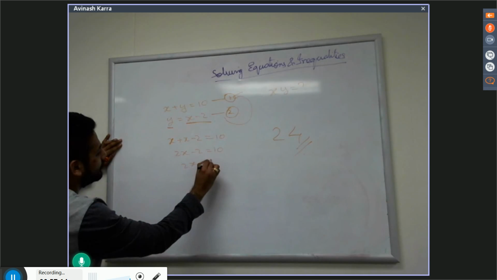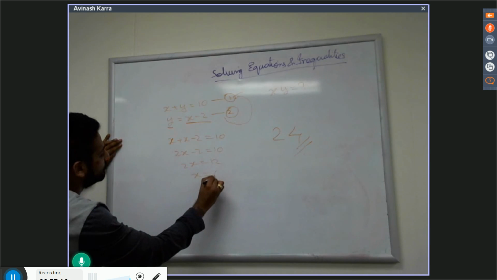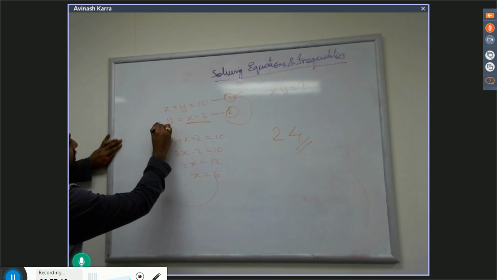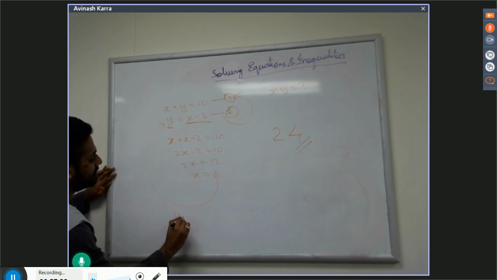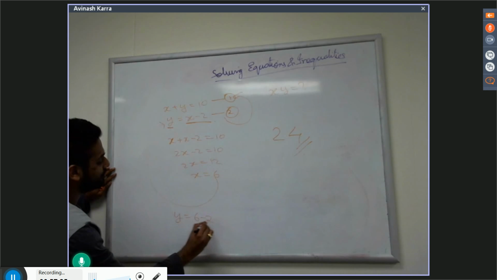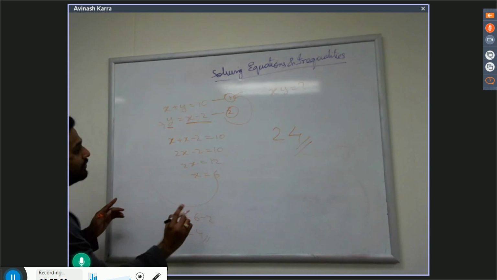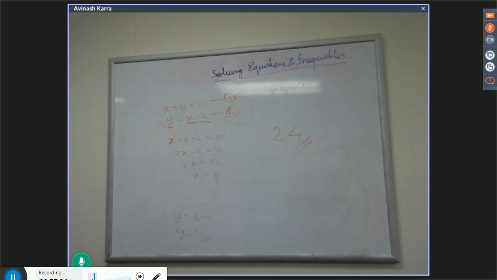So 2x is equal to 12. x is equal to 6. Now substitute 6 in any of the equations. y is equal to 6 minus 2. y is equal to 4. Either you can do it this way or else.